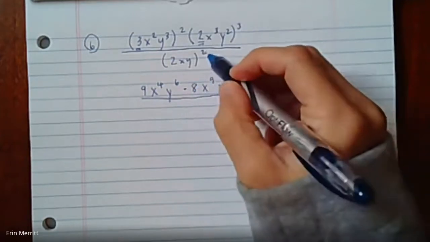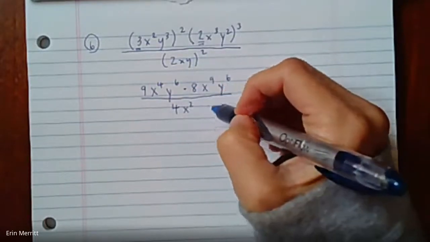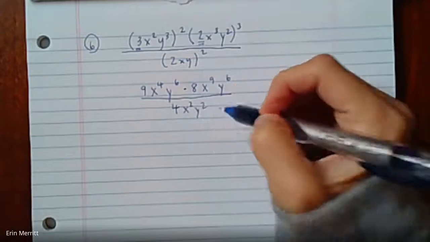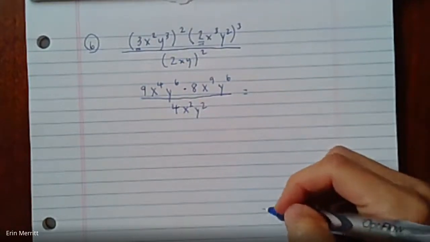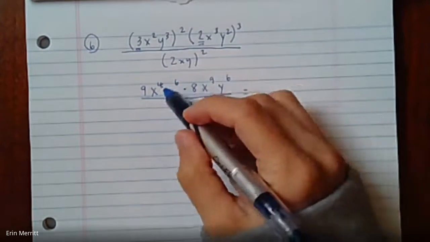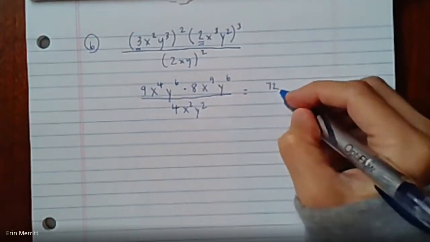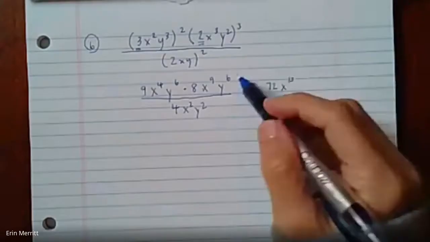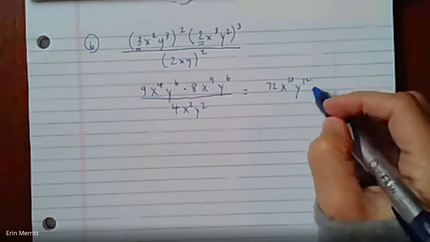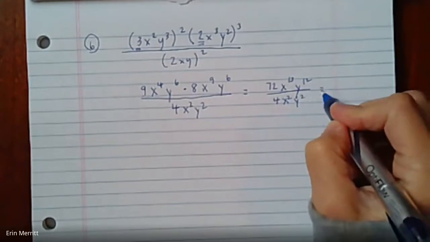And then on the bottom, square everything. So 2 squared is 4. X squared is literally x squared. And then that's y squared. From here, multiply together what you can. There's another rule. When you're multiplying the bases, you add the exponents. So 9 times 8 would just be 72. X to the 4th times x to the 9th would give you x to the 13th power. Y to the 6th times y to the 6th gives me y to the 12th. And then all over 4x squared y squared.